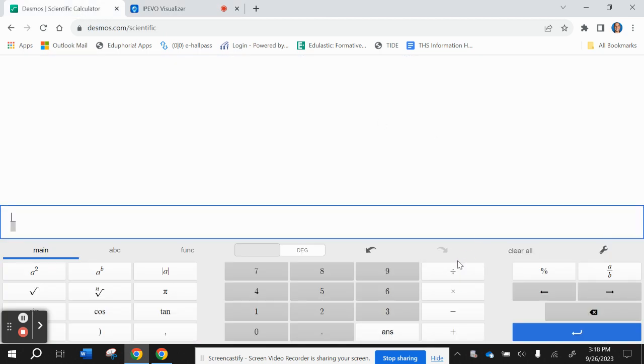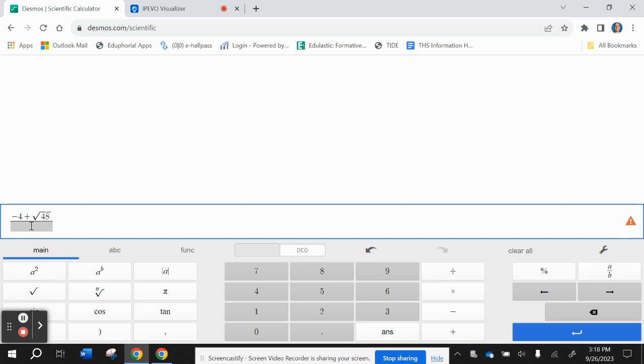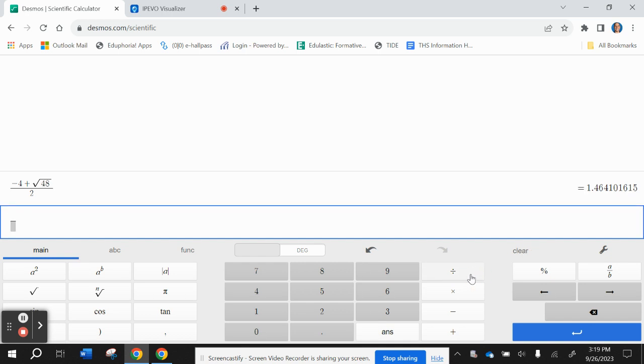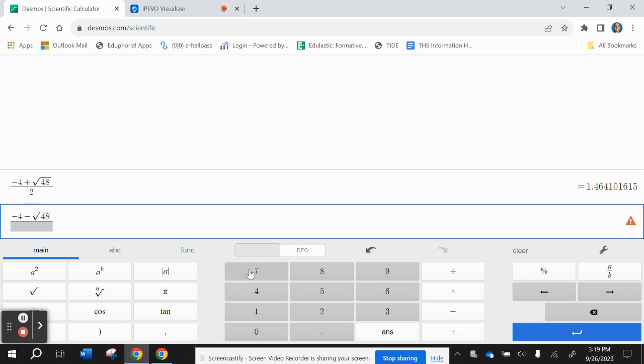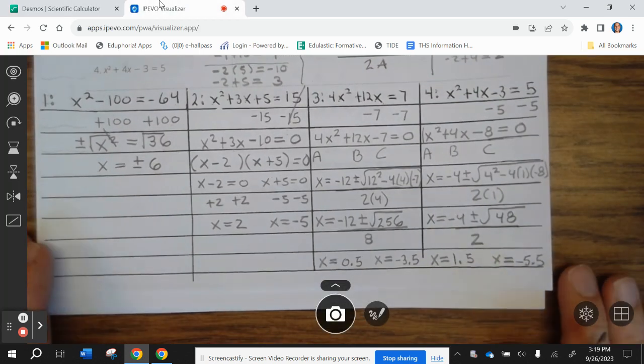So negative 4 plus the square root of 48, divided by 2, and negative 4 minus the square root of 48, divided by 2. So let's round to one decimal place. So 1.5 and negative 5.5. All right, go and finish that up.